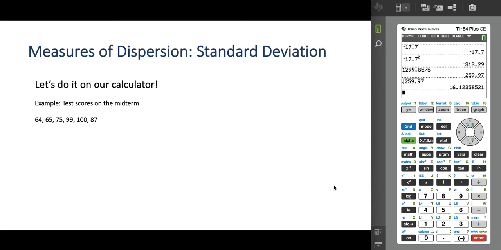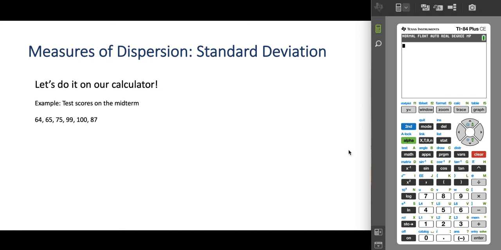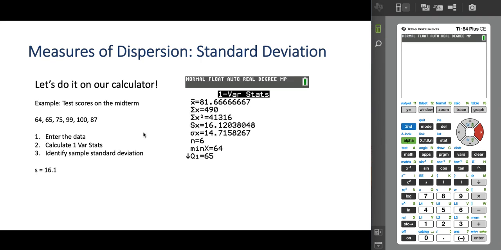Okay, now we're going to do that on the calculator. It's so much easier to do on the calculator. All right, so let me clear this screen so it's clear to you. The first thing we're going to do is enter the data. Then we're going to calculate the 1-var statistics again and identify the sample standard deviation. So let's put the data in our calculator. We did this in the previous screencast.